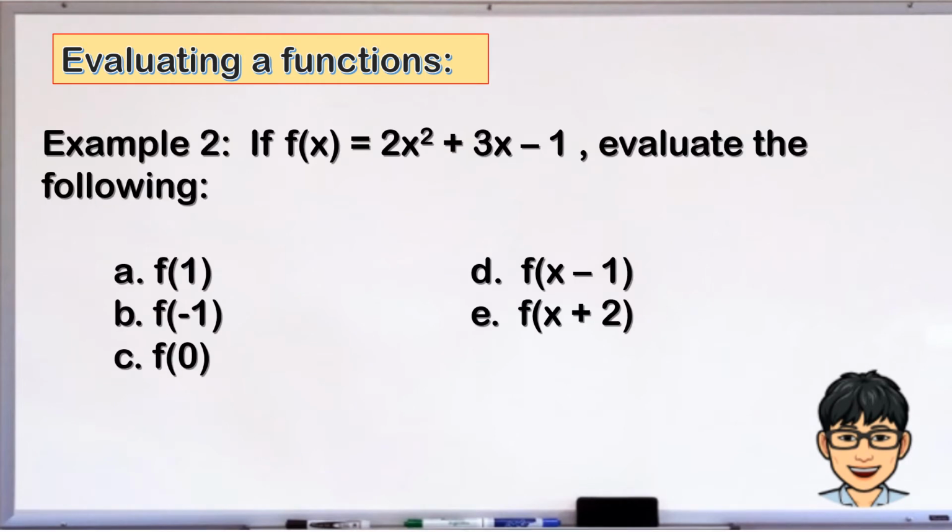Okay, let us have example number 2. If f of x equals 2x squared plus 3x minus 1, evaluate the following. F of 1, f of negative 1, f of 0, f of x minus 1, f of x plus 2.